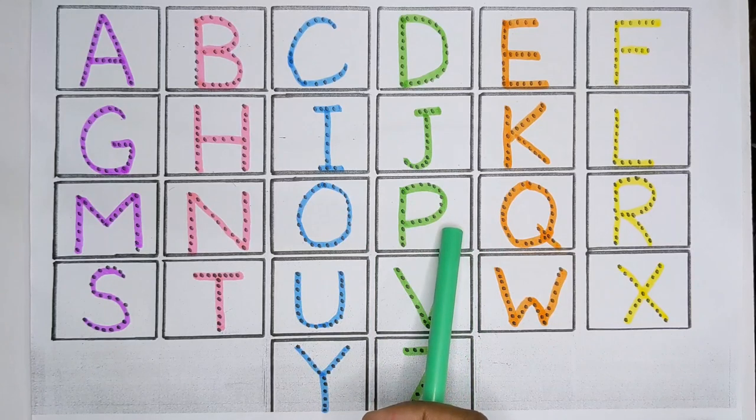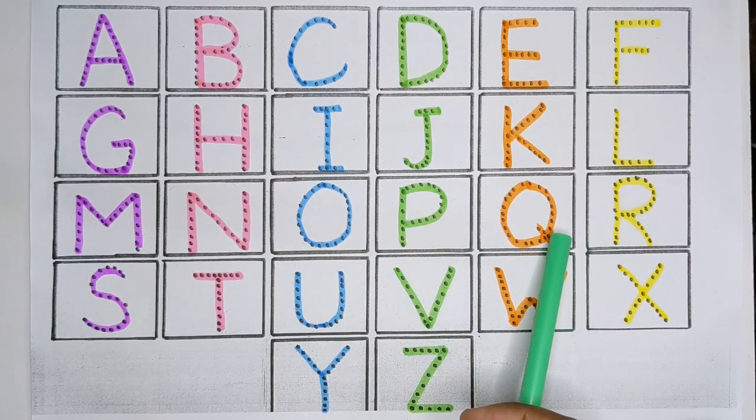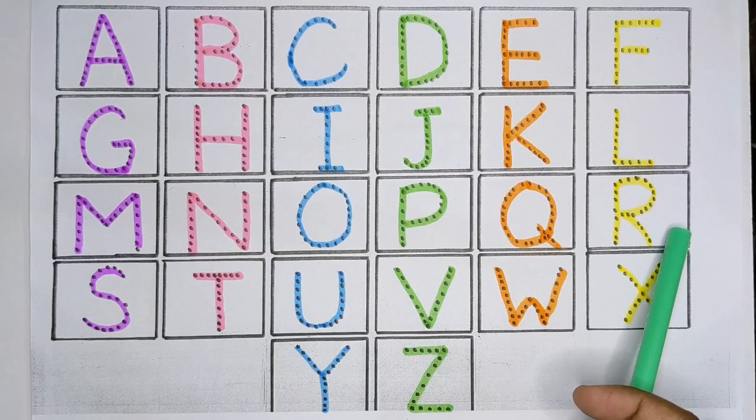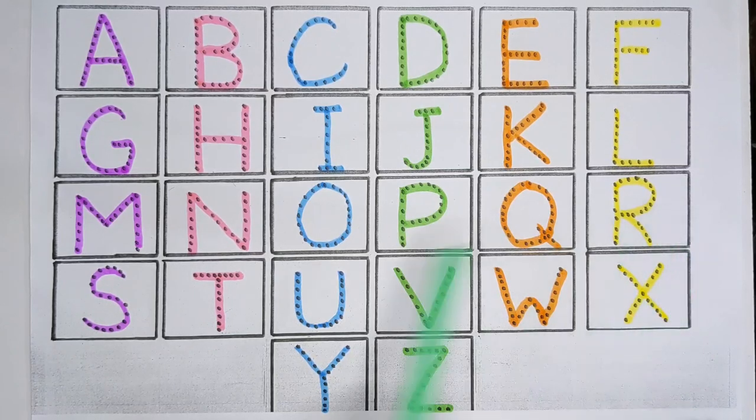P for pumpkin, Q for queen, R for ring, S for shine, T for tomato, U for uniform, V for vase, W for watermelon, X for x-ray, Y for yak, Z for zoo.